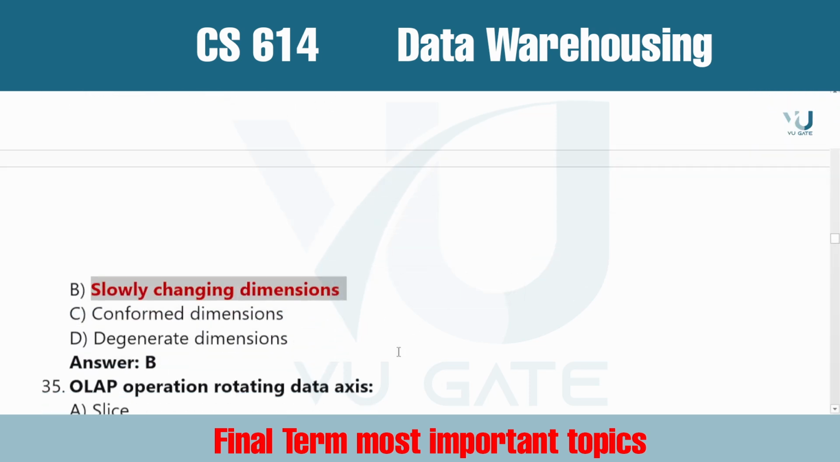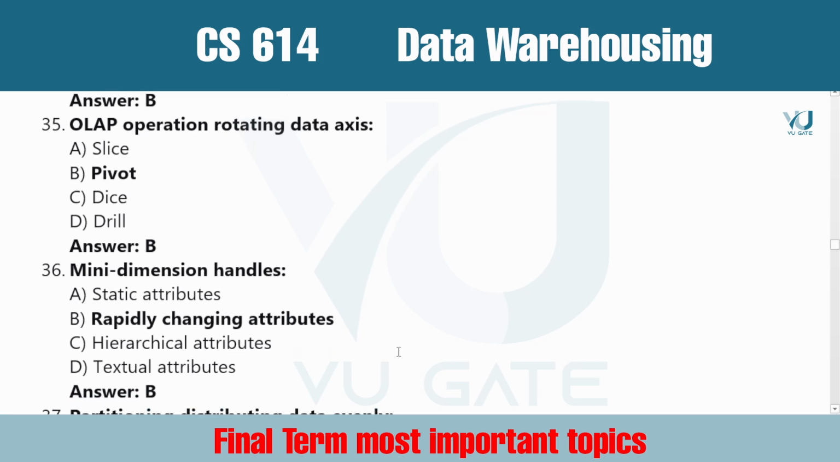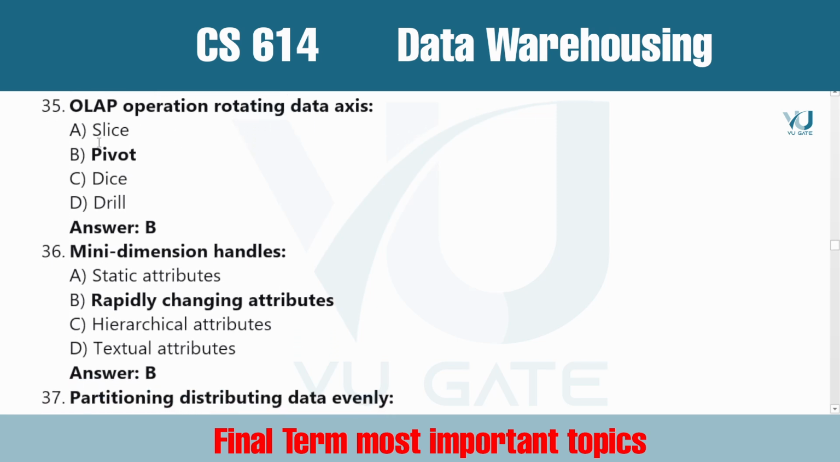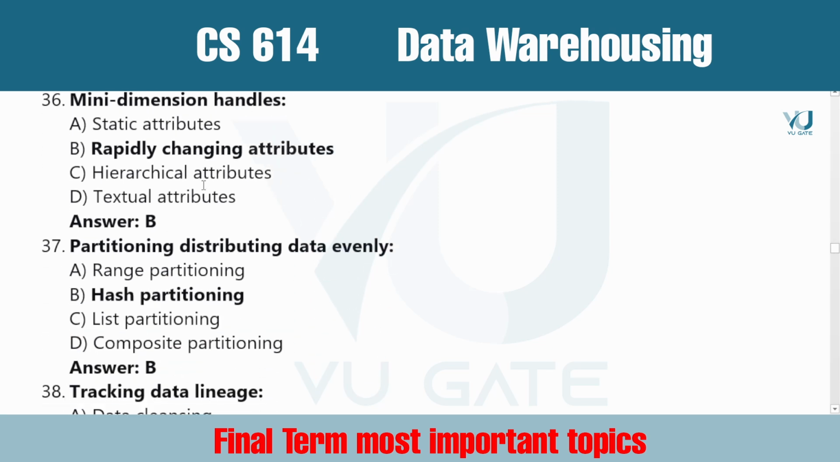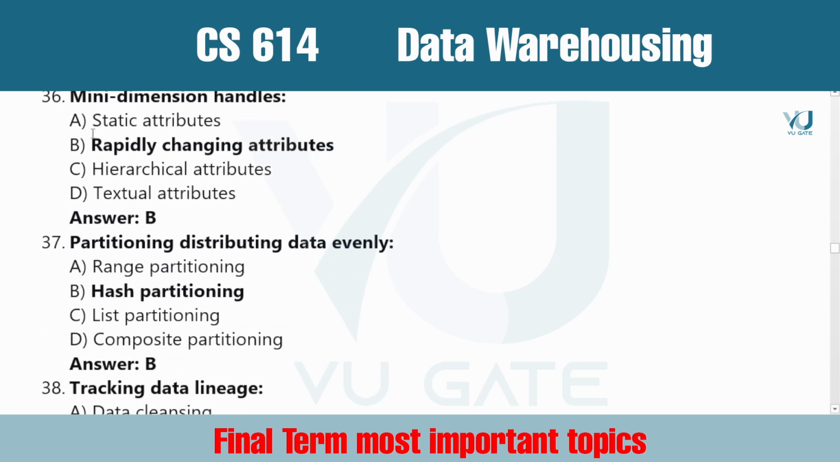Question 35. OLAP operation rotating data axis. The correct answer is option B, pivot. Question 36. Many-dimension handles. The correct answer is option B, rapidly changing attributes.